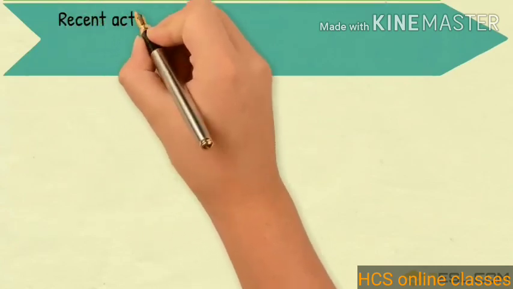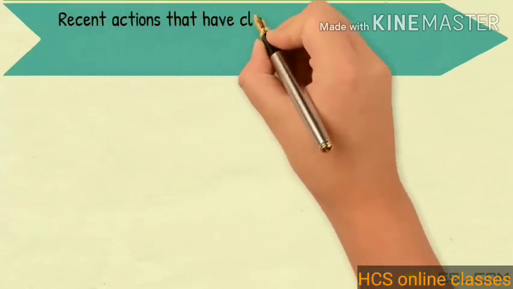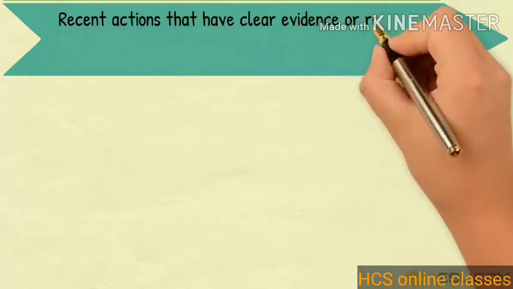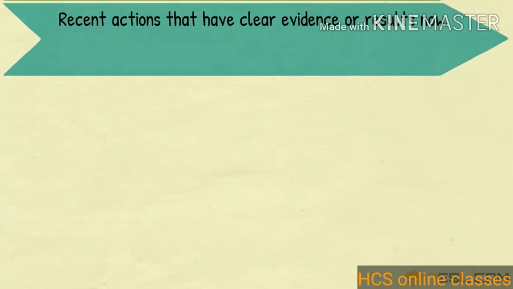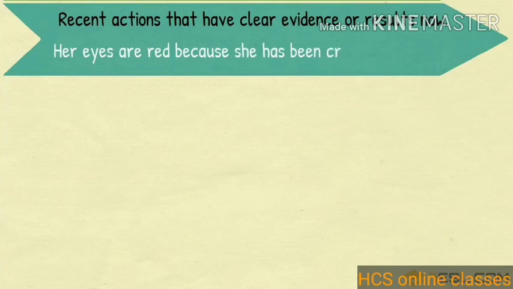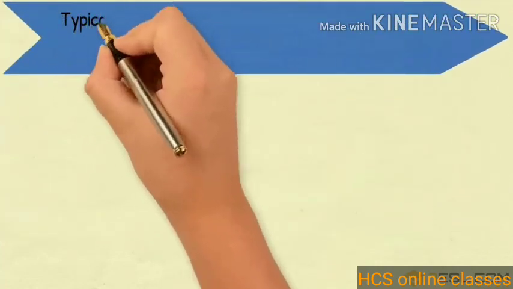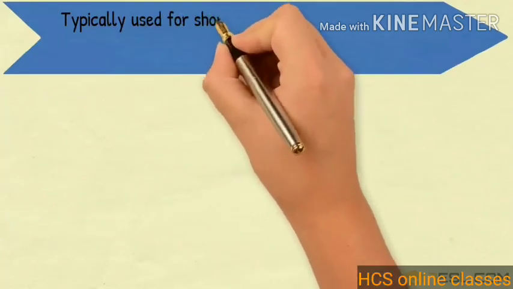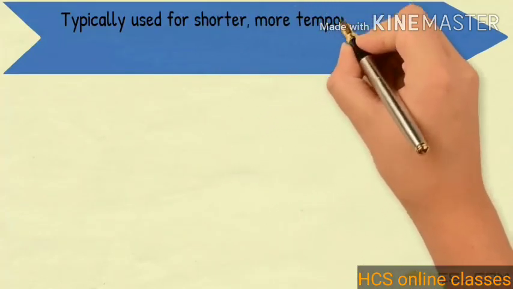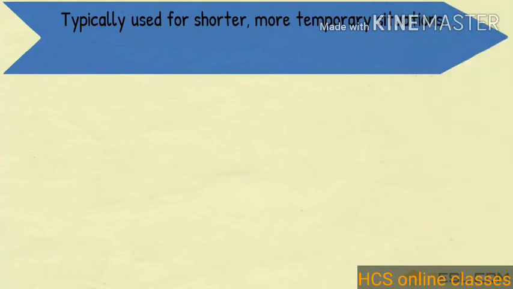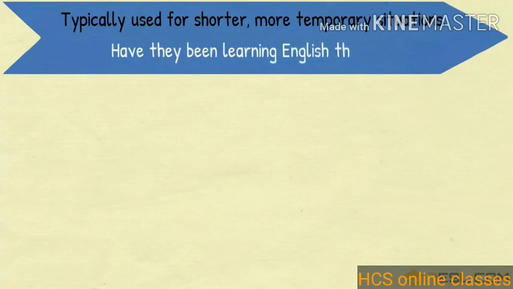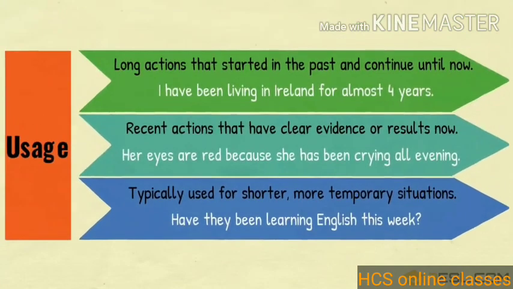It is also used for recent actions that have clear evidence or results now. Her eyes are red because she has been crying all evening. Typically used for shorter or more temporary situations. For example, have they been learning English this week?